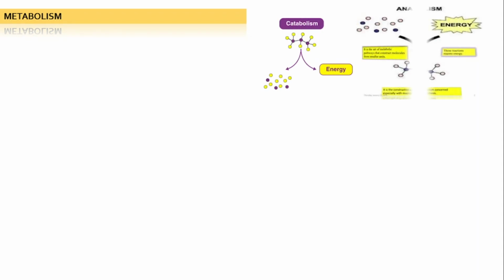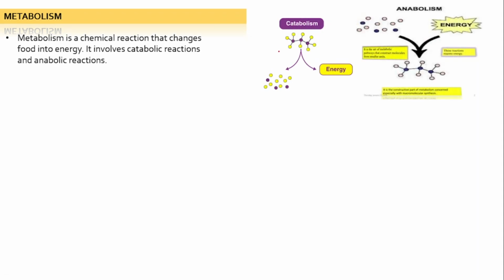Metabolism. Metabolism is a chemical reaction that changes food into energy. Then how do we define metabolism here? It involves both catabolic reactions and anabolic reactions.